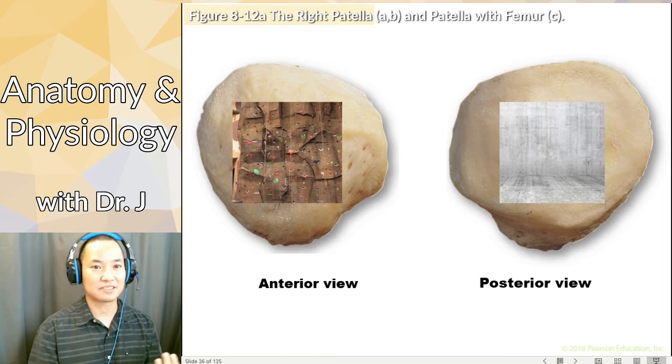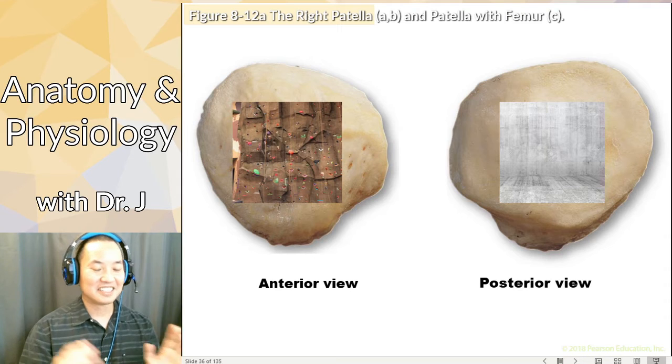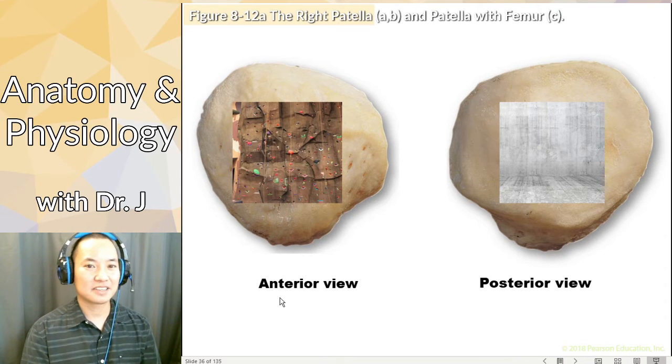So we have the patellar tendon that runs across the anterior part of the patella, or patellar ligament, depending on who you ask. Same structure, I don't care. The whole point is that you have a tendon that runs across this rough surface of the anterior patella, which helps to anchor it, and also helps in the pulley action and the overall mechanics of the knee joint.